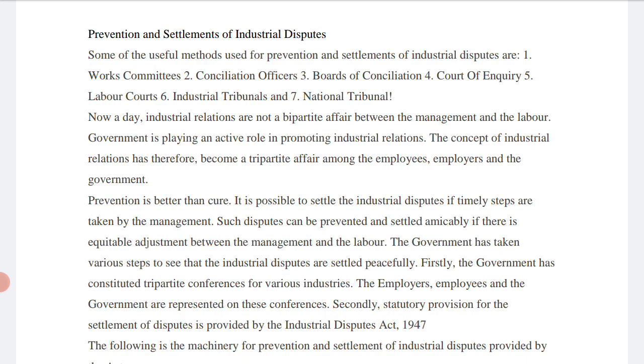Okay, there are different measures. First thing is communication. See, many of the disputes happen due to miscommunication itself.